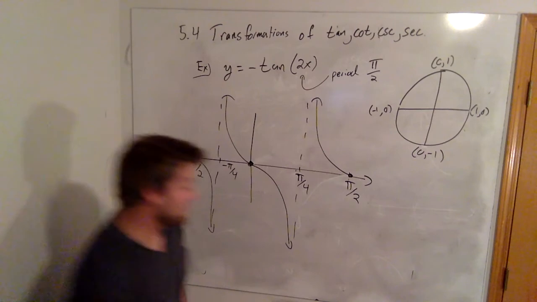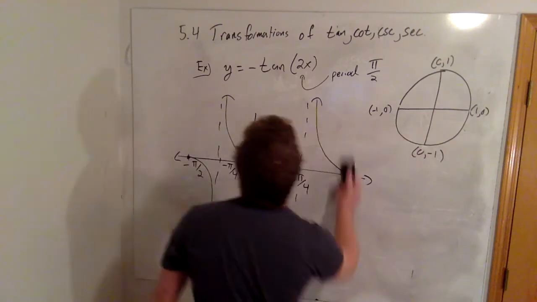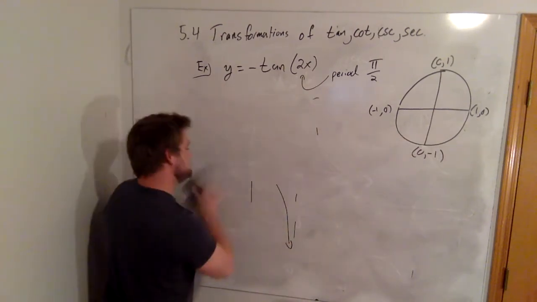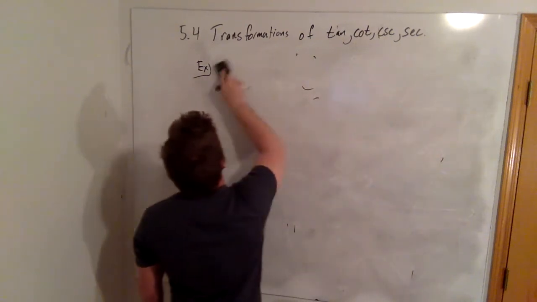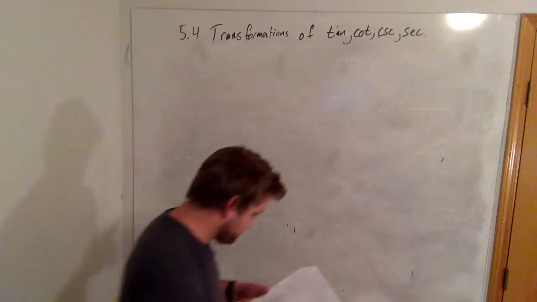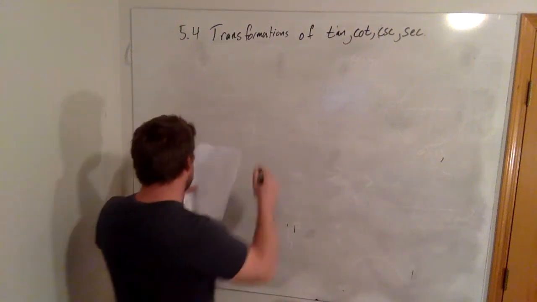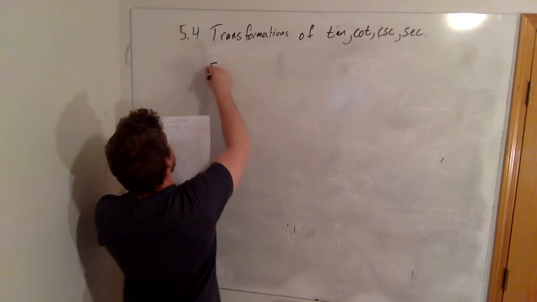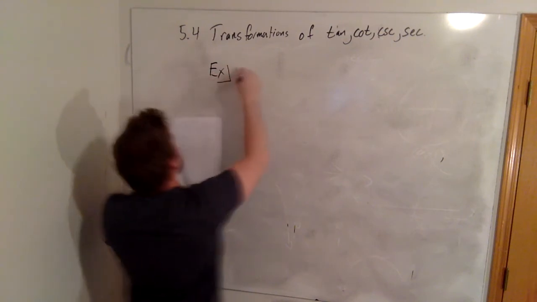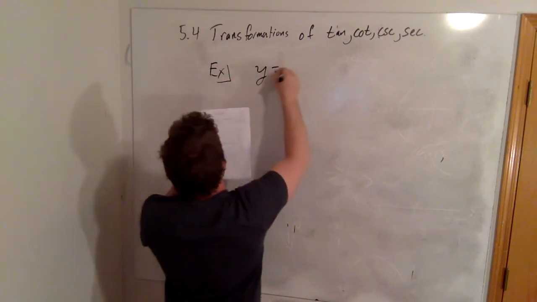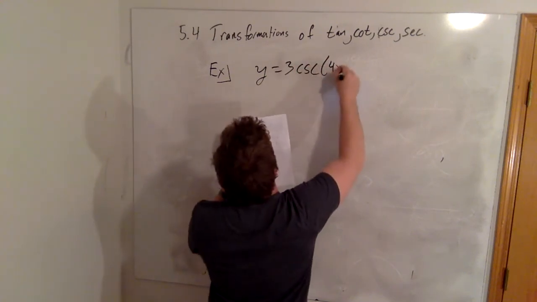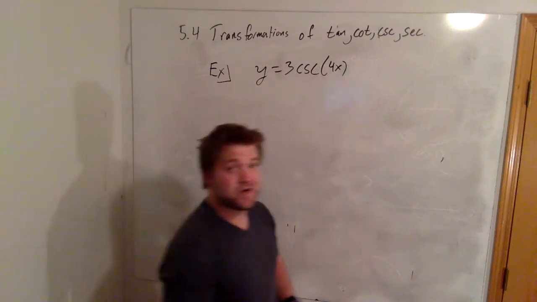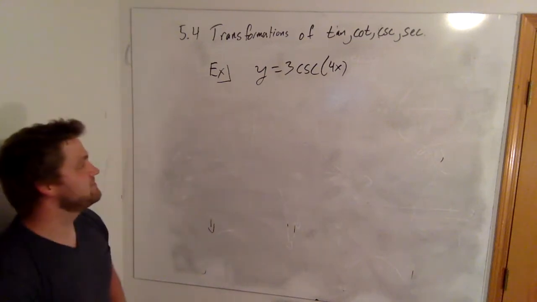Okay, let's do a different example. Let's try as our next example y equals 3 times the cosecant of 4x. Go ahead and pause the video and give this one a shot before we do it together.